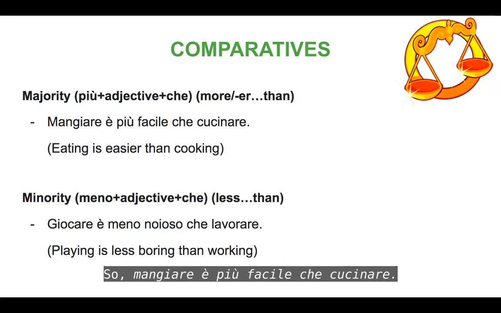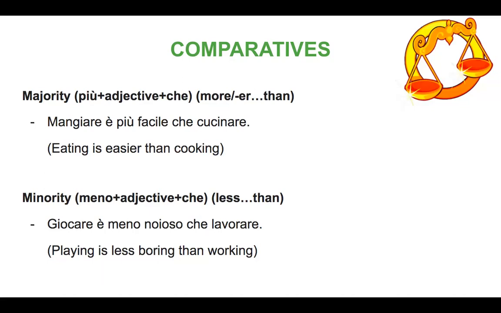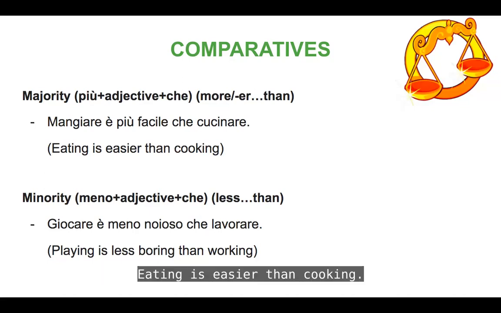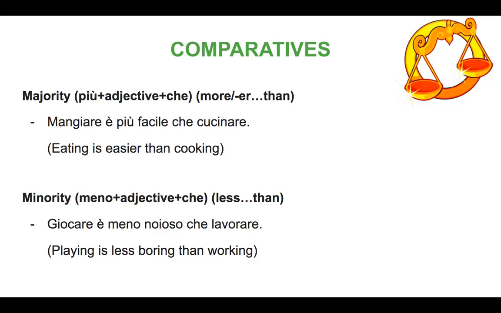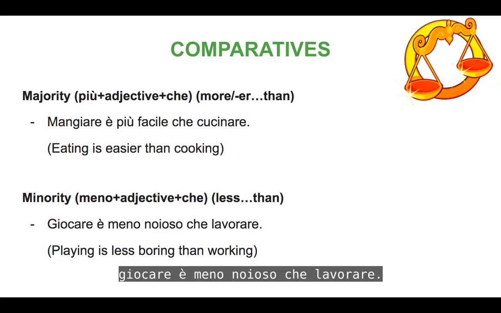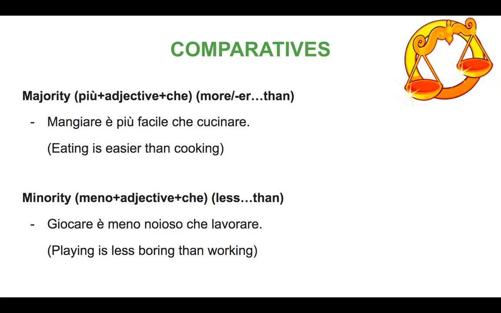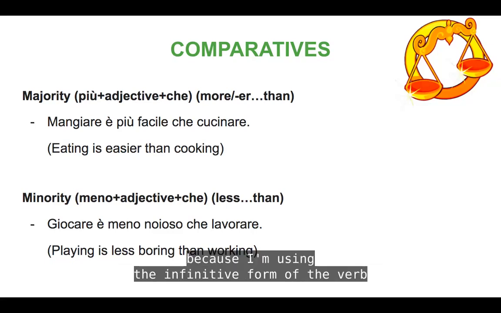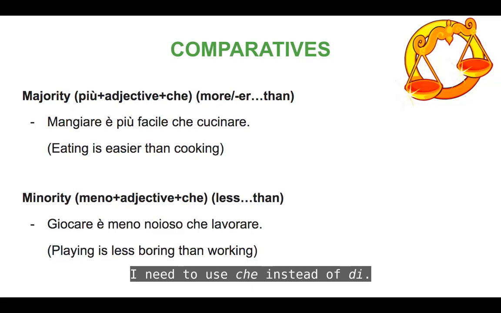So mangiare è più facile che cucinare. Eating is easier than cooking. Or giocare è meno noioso che lavorare. Playing is less boring than working. So in this case, as you can see, because I'm using the infinitive form of the verb, I need to use che instead of di.